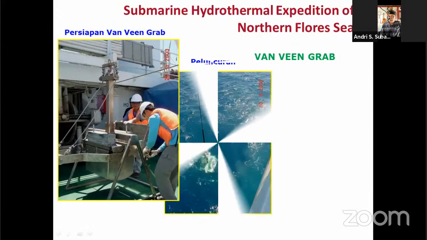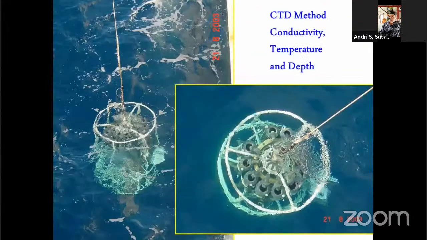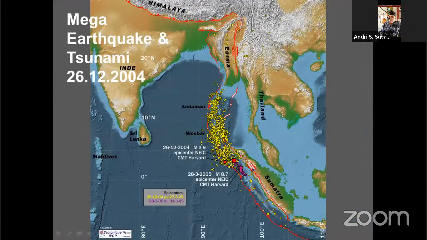So we also use the Van Veen grab for sampling the seabed sand or sediment. We also use the CTD method, for conductivity, temperature, and depth, for exploring the hydrothermal undersea water. So we have also explored the tectonics between Sumatra and maybe in the Andaman Sea, which maybe we can use for the mitigation of the earthquake.